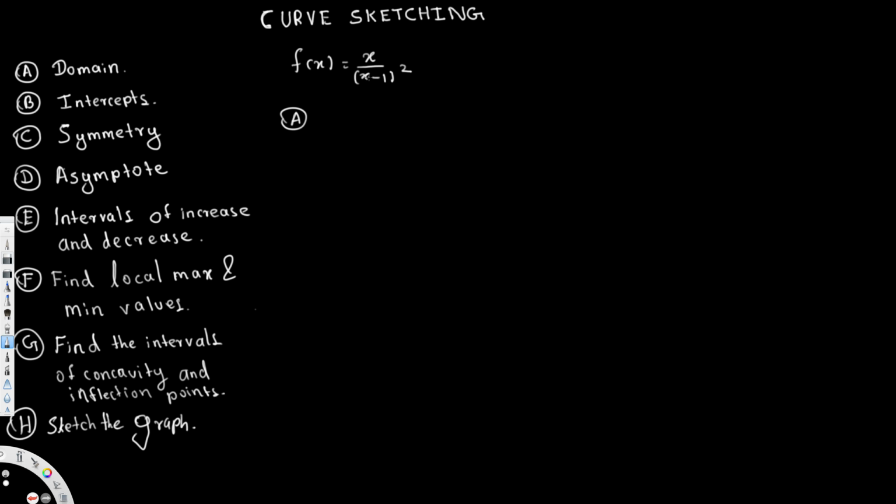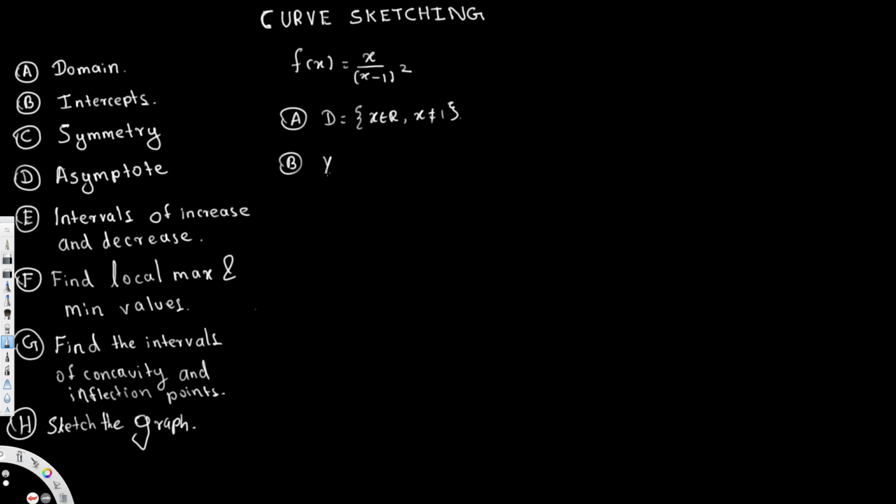So for the denominator to be 0, if I plug 1 for the x value, it will become 0. So that's the only value that's not going to exist in the domain. Other than that, we are going to have all real numbers. Therefore the domain is all real numbers except 1. So x is not equal to 1, and we have all the other real numbers. And then we have to find the intercepts.